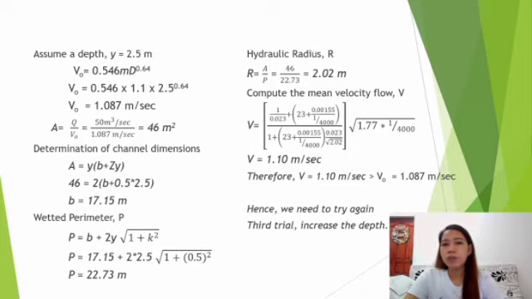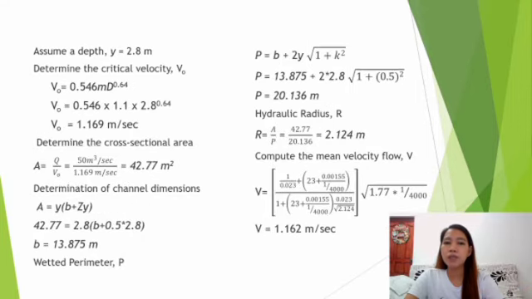After that, we'll need to compute the mean velocity of flow. There we have a value of 1.10 meters per second, which is greater than the critical velocity. So we need to try again. Let's try to increase the depth for this. And again, our goal here, as much as possible, is to have the same value for our mean and the critical velocity. So let's try to use 2.8 meters for the depth.